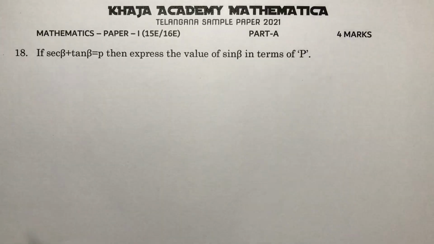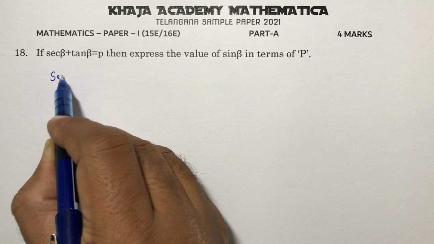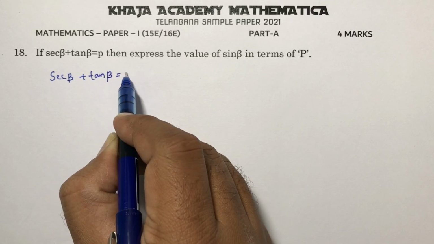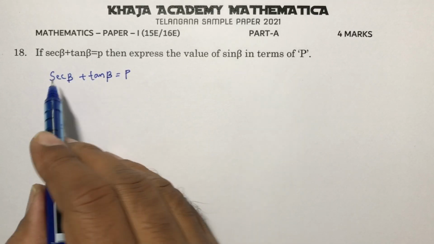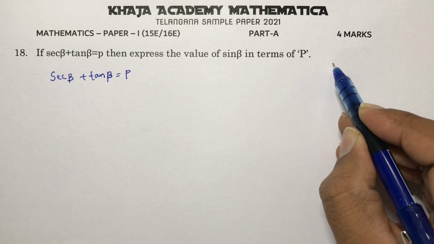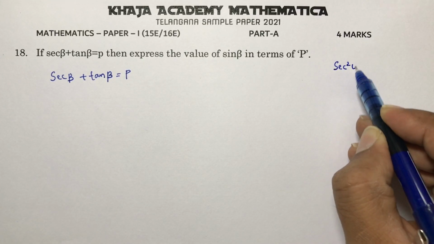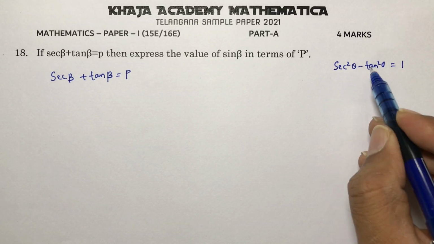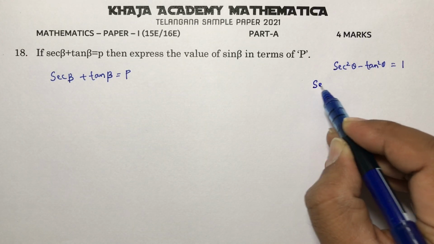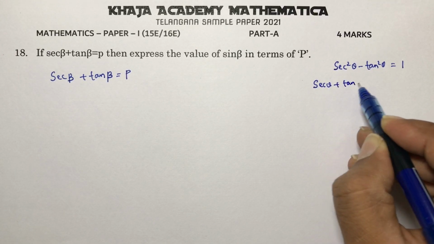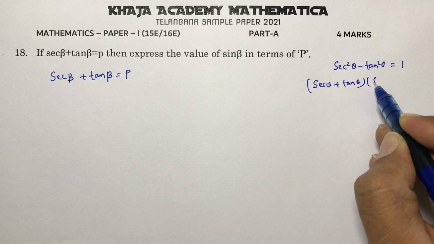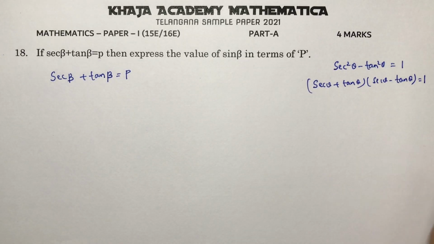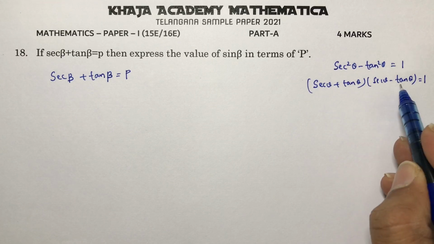If sec beta plus tan beta equals p, then express the value of sin beta in terms of p. So first, here sec beta plus tan beta is p. Secant and tan, you have an identity, that is secant square theta minus tan square theta equals 1. It is in the form of a square minus b square, so you can write as a plus b into a minus b equals 1.